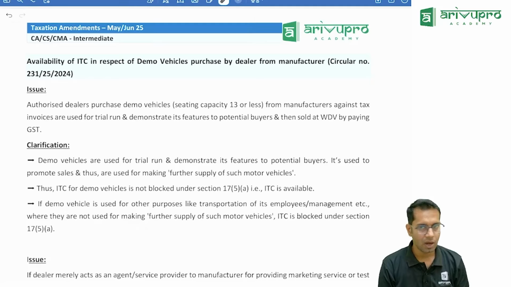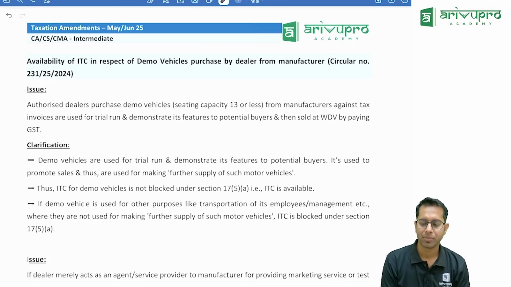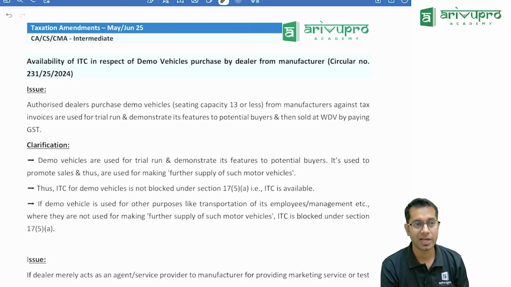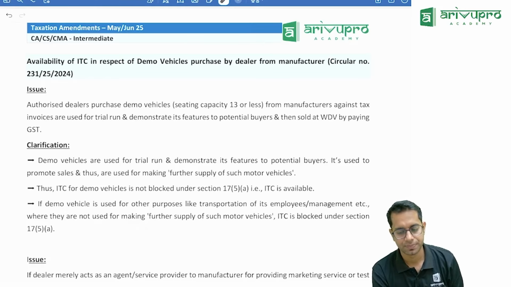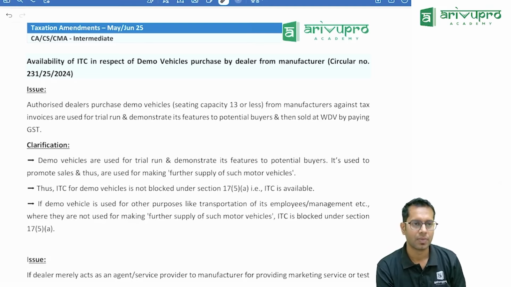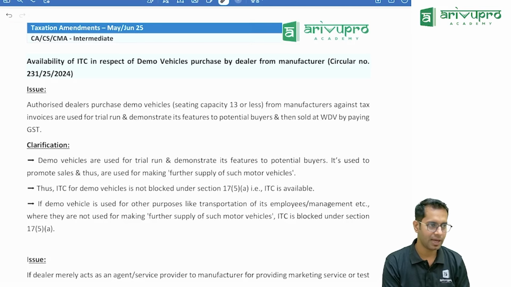Now on demo vehicles, if you go to car showrooms, you will see that there are demo vehicles. On the demo vehicles, can I take input tax credit? If you remember, we have studied one point that you cannot take input tax credit on goods which are supplied free of cost or which are given as free samples. It is ineligible. So these demo vehicles, can I take input tax credit, sir? It is used for business purpose. But it is a demo vehicle. They are not selling it. Can I take input tax credit?